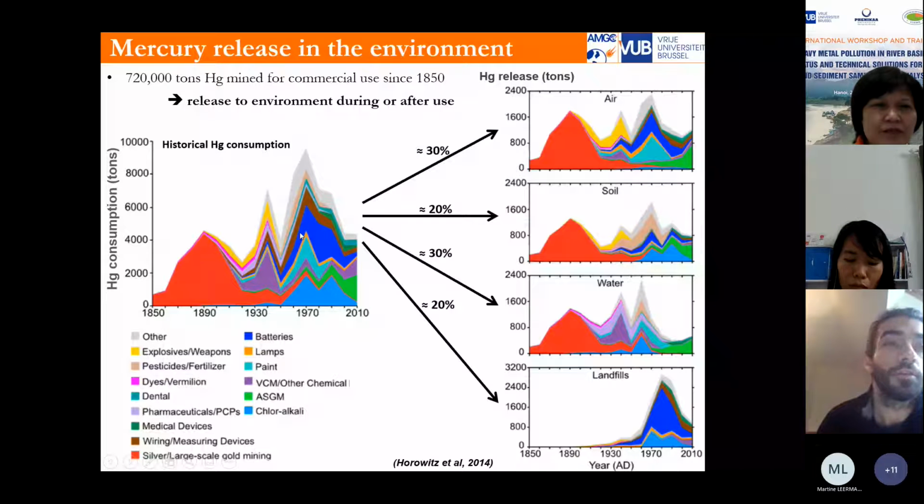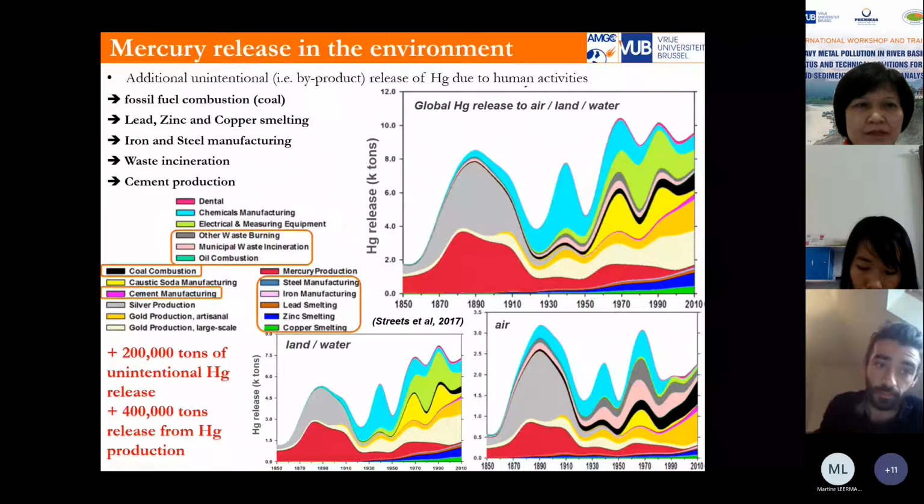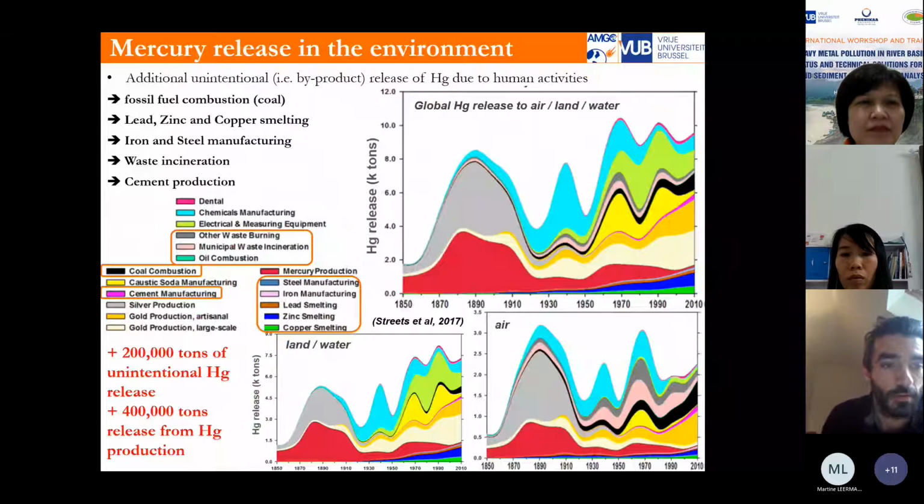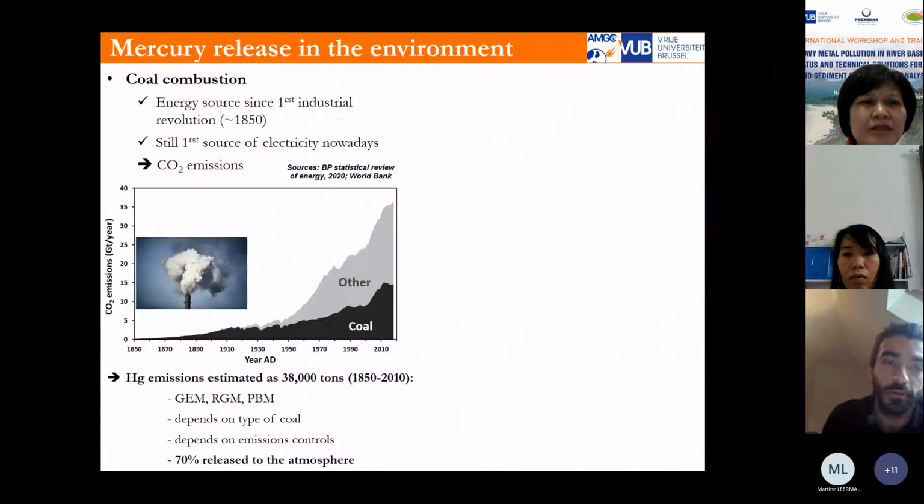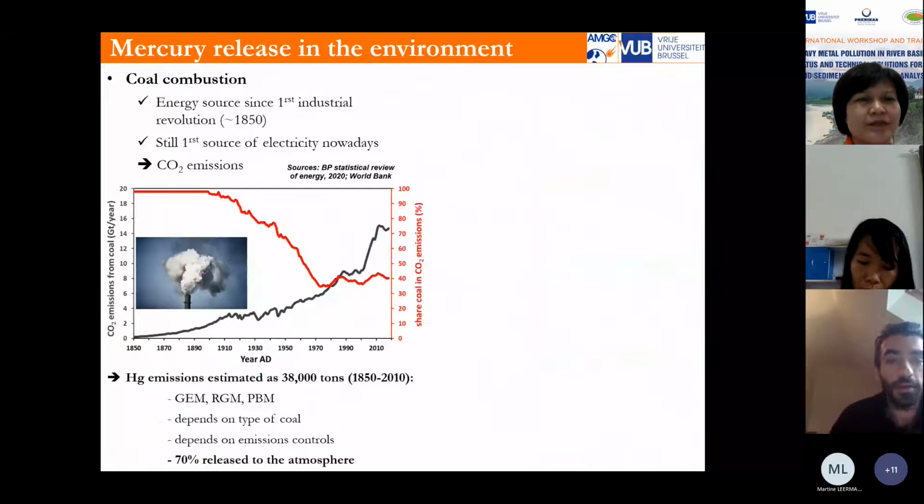So that's mercury release in the environment due to specific use, but you also have a lot of mercury release that is unintentional or a byproduct of other activities, such as fossil fuel combustion or lead, zinc, or copper smelting. And actually, you can see that about 200,000 tons of mercury have been unintentionally released to the environment. One of the main sources nowadays of unintentional mercury is coal combustion. So it's not only a problem for CO2 emissions, but also for mercury.